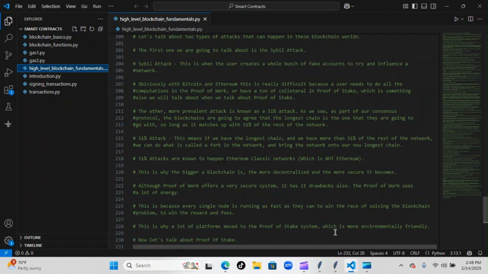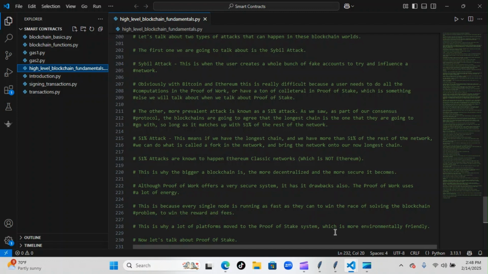The other, more prevalent attack is known as a 51% attack. As we saw, as part of our consensus protocol, the blockchain is going to agree that the longest chain is the one they are going to go with, so long as it matches up with 51% of the rest of the network. This means if we have the largest chain and more than 51% of the rest of the network, we can do what is called a fork in the network and bring the network onto our longest chain.